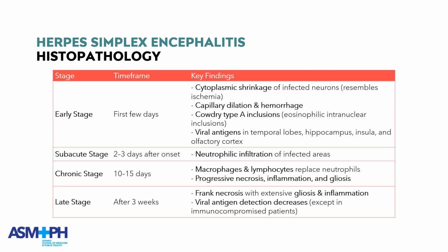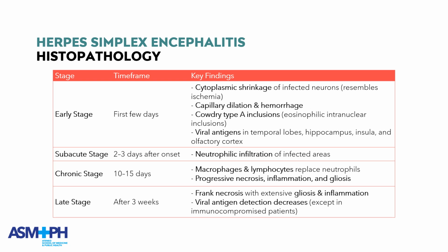So, in the early stage, there is cytoplasmic shrinkage of infected neurons, capillary dilation and hemorrhage, and there are Cowdry type A inclusions, which are eosinophilic intranuclear inclusions. Viral antigens in the temporal lobes, hippocampus, insula, and olfactory cortex may also be identified.